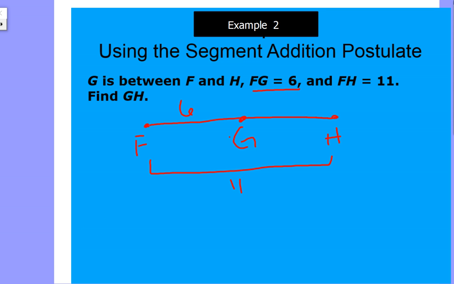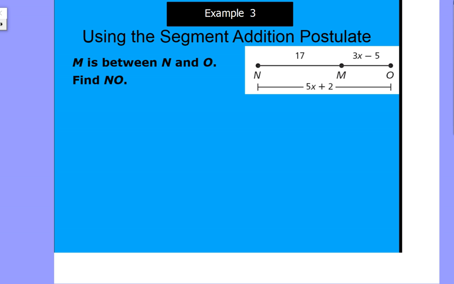So the segment addition postulate says that FG plus GH equals the entire segment FH. So FG is 6, GH is unknown, and FH is 11. Well, a quick subtraction shows us that GH has a value of 5. All right, pretty self-explanatory. Let's amp it up just a little bit and incorporate some algebraic notions.